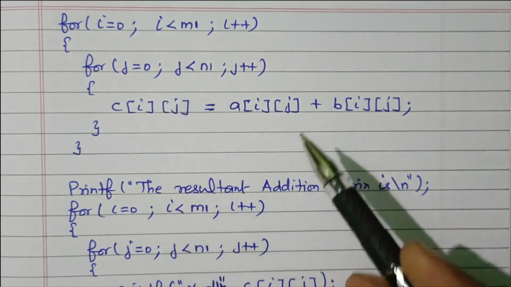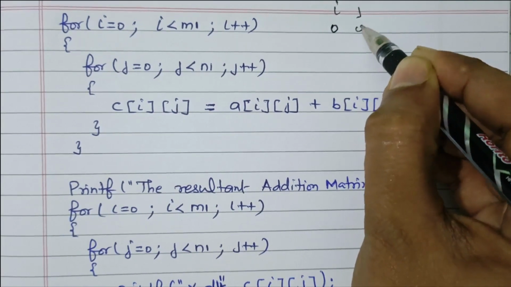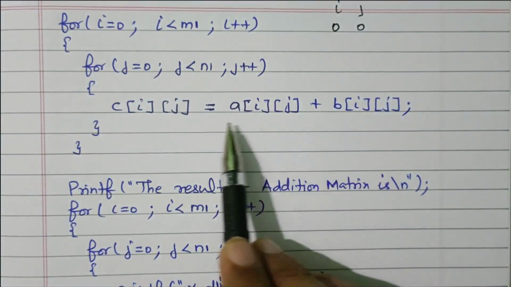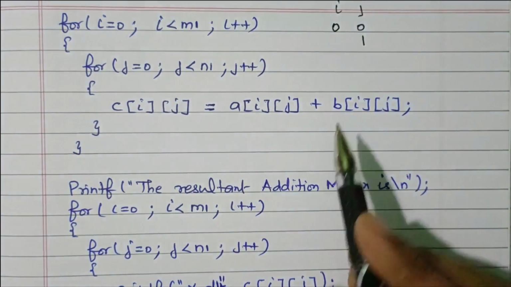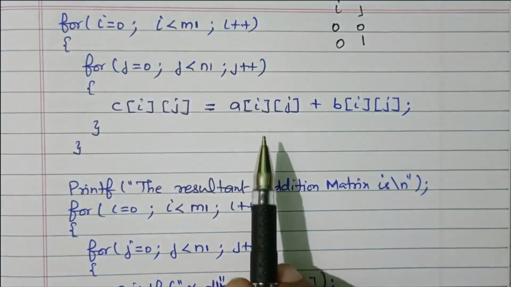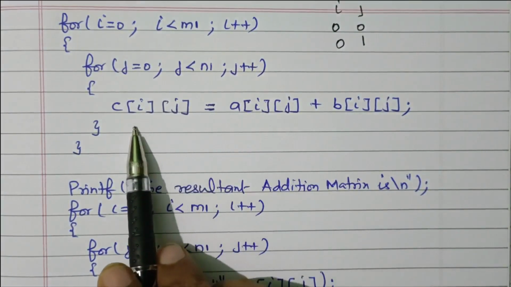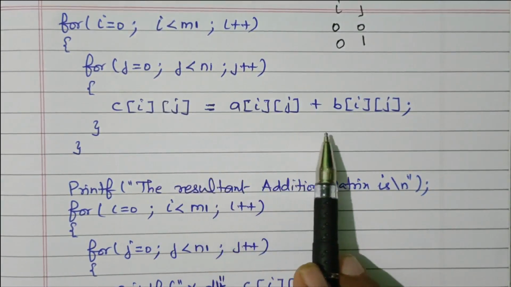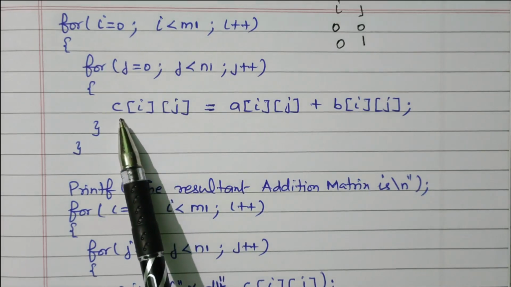First i equals 0 and j equals 0, so A of 0, 0 and B of 0, 0 are added and stored in C of 0, 0. Then j becomes 1, i is again 0 only, so A of 0, 1 is added with B of 0, 1 and stored in C of 0, 1. It will go up to all 9 elements being added. The resultant addition of two matrices is available in the variable C.